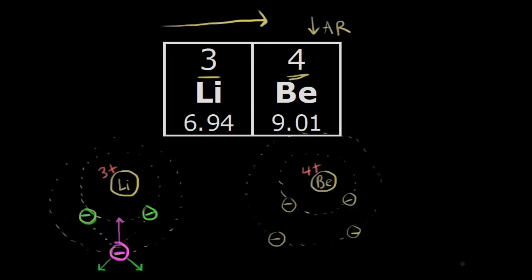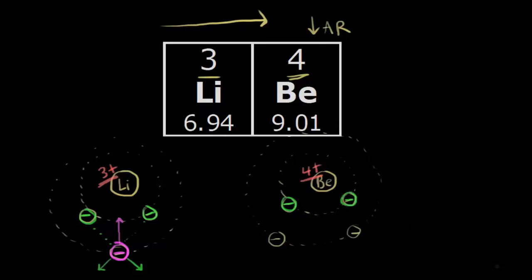And so when we think about what's happening, we're moving from a charge of 3 plus with lithium to a charge of 4 plus with beryllium. And the more positive your charge is, the more it's going to attract those outer electrons. And when you think about the idea of electron screening, once again, we have these electrons in green here shielding our outer shell electrons from the effect of that positively charged nucleus.